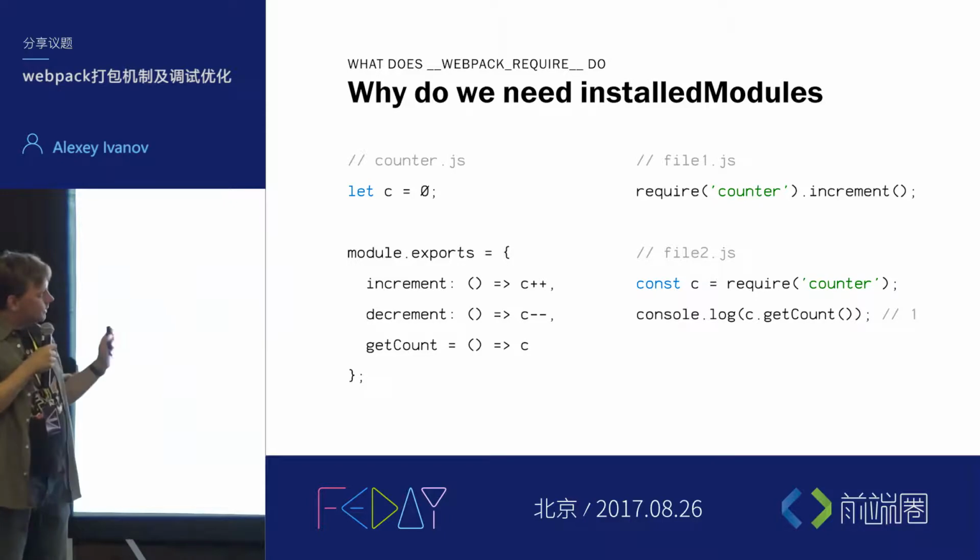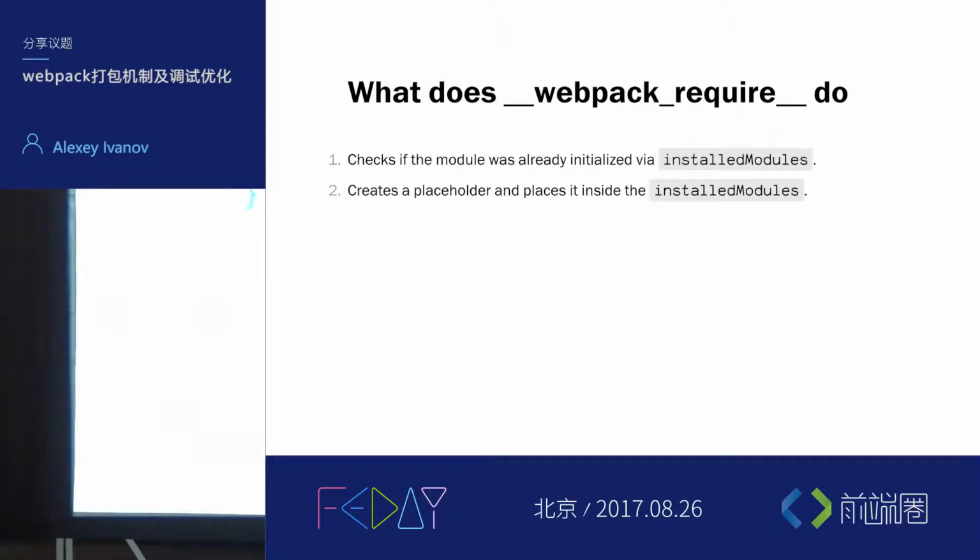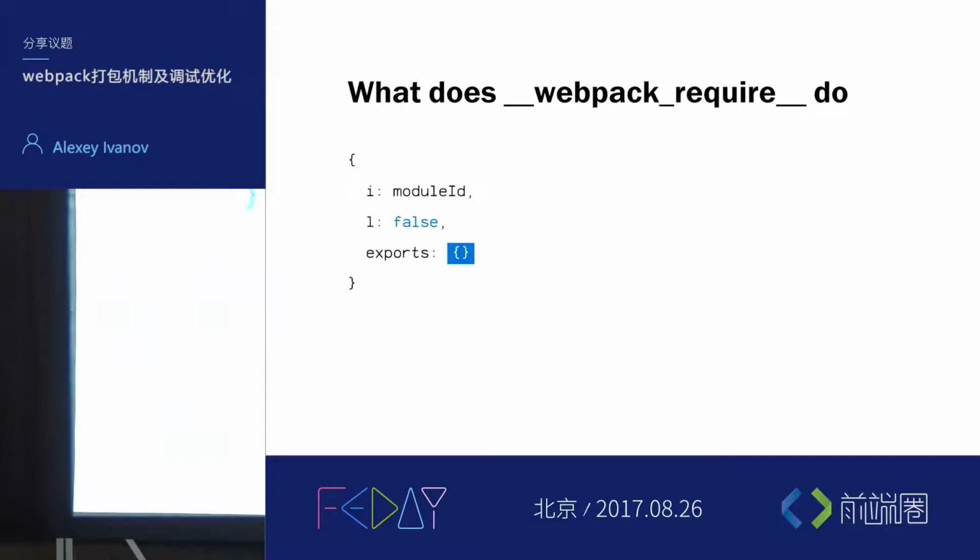So what will happen when we run webpack require? The webpack require function will try to look inside our cache, inside installed modules, and look for an initialized module. If it was not able to find it, it will create this placeholder. It's just a plain object, there are a couple of keys, and the only important one for us is exports. As I said before, it's by default equal to a blank object. Okay, we created this placeholder, and now we have to execute our function.